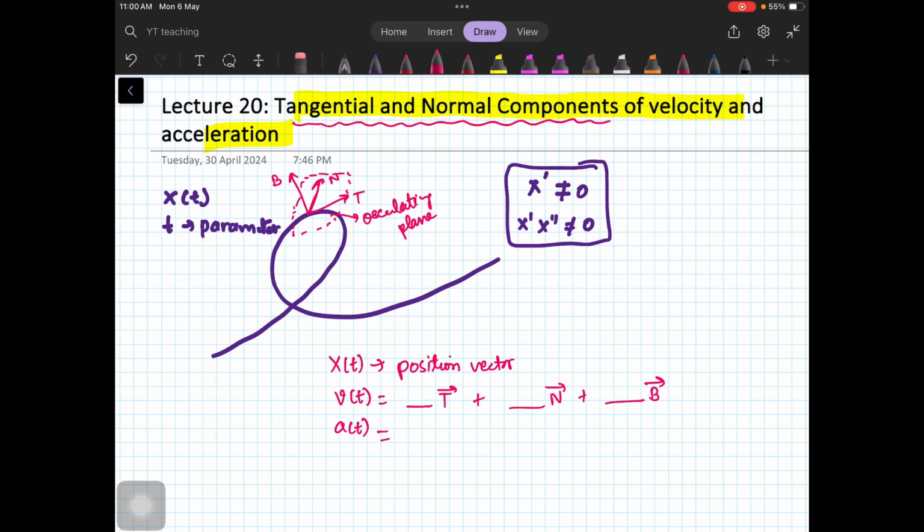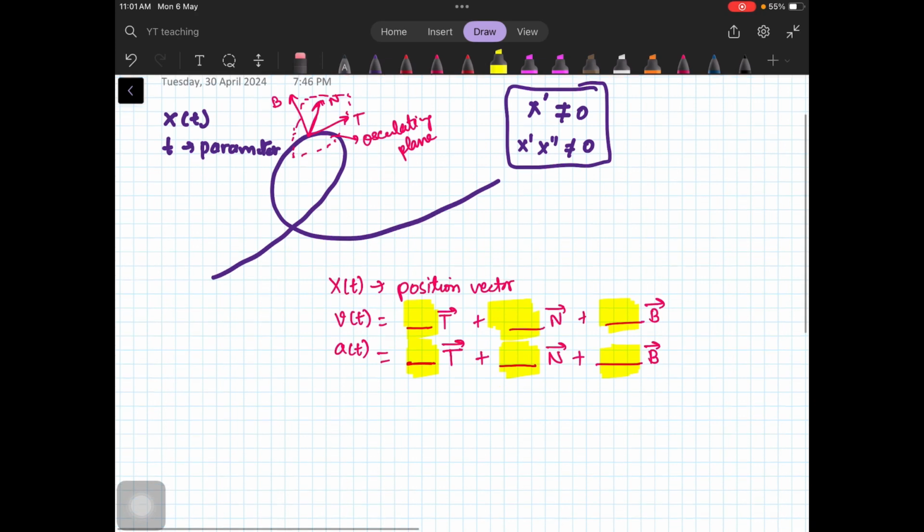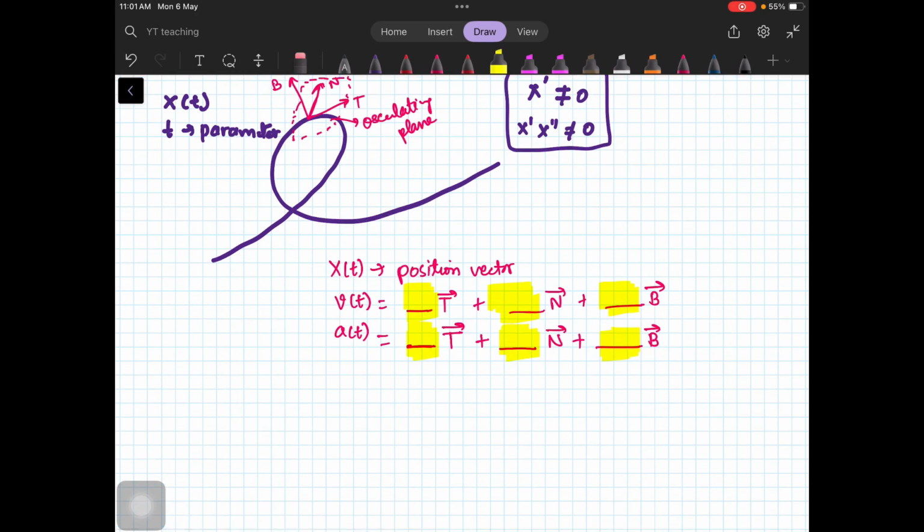Similarly for acceleration a t, I want to write it as one component times the t vector, another component times the n vector, and another component times the b vector, right? I would like to find out these components. So that is my aim. Let us try to do that.